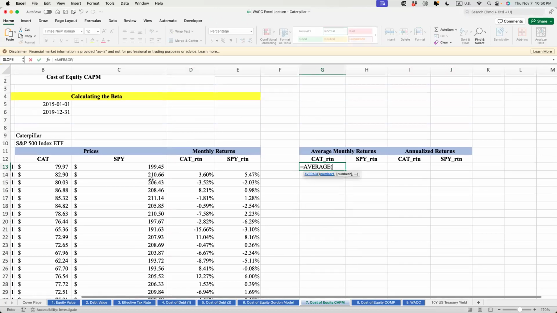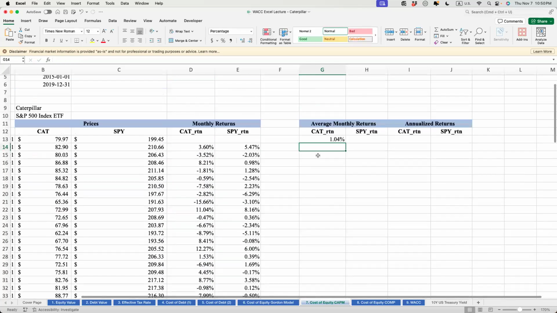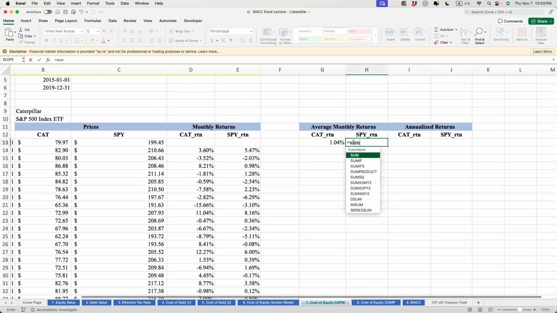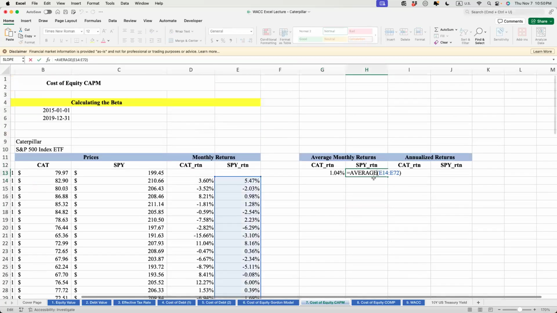Let's first calculate the average monthly return. So we're going to highlight the entire column for Caterpillar's return. So on average, the monthly return is 1.06%. How about the S&P 500 index ETF? We're going to do the average function again. And then 0.81% is the monthly average return for SPY from 2015 to 2019.